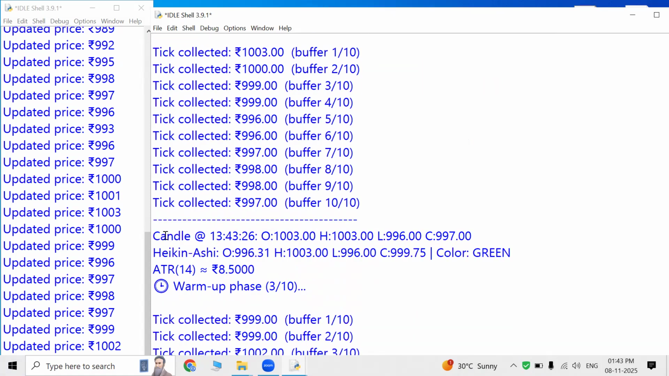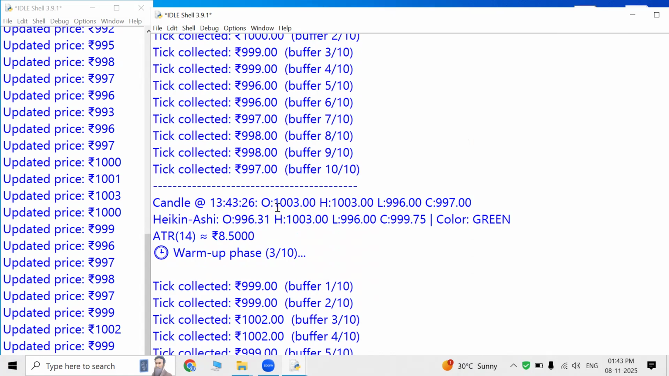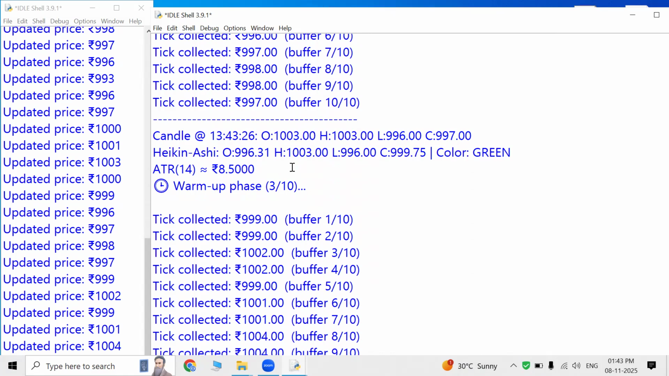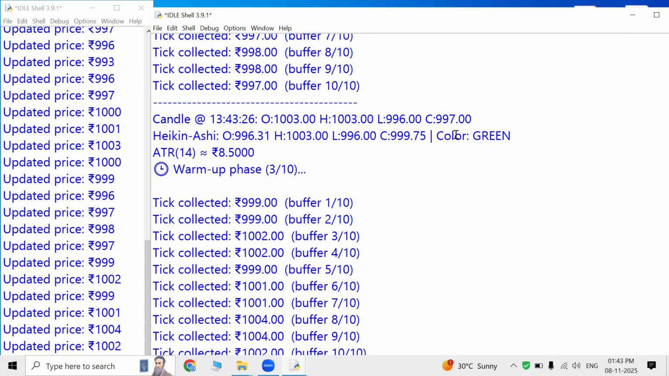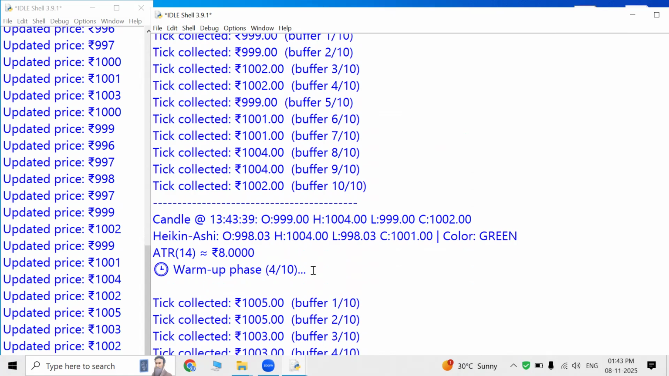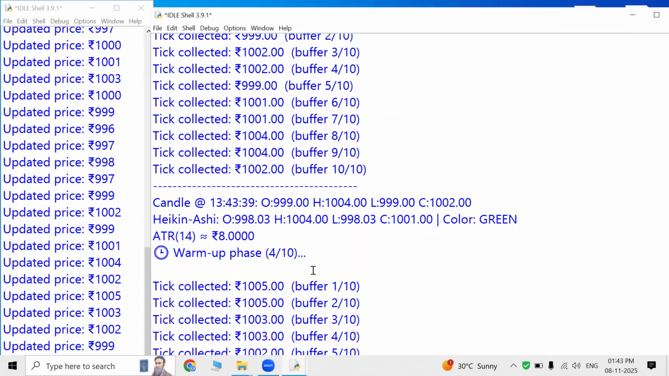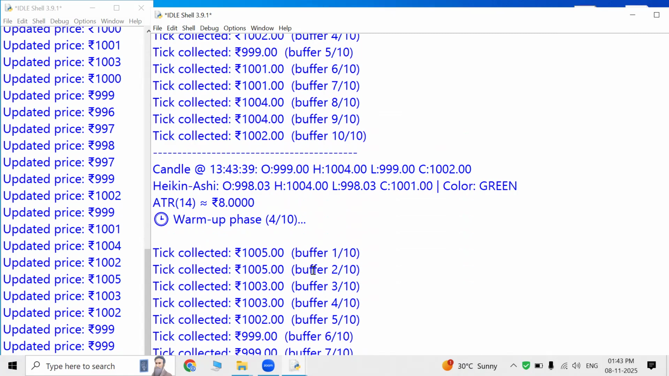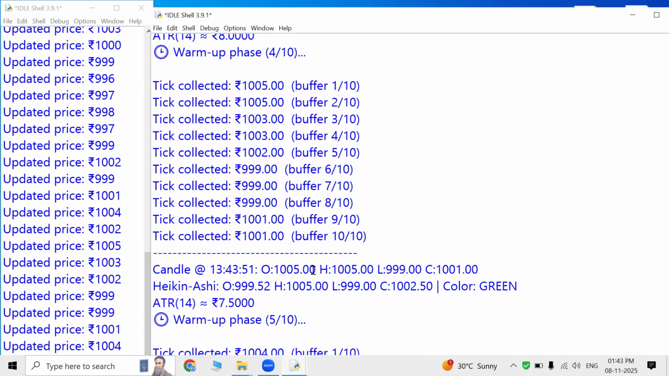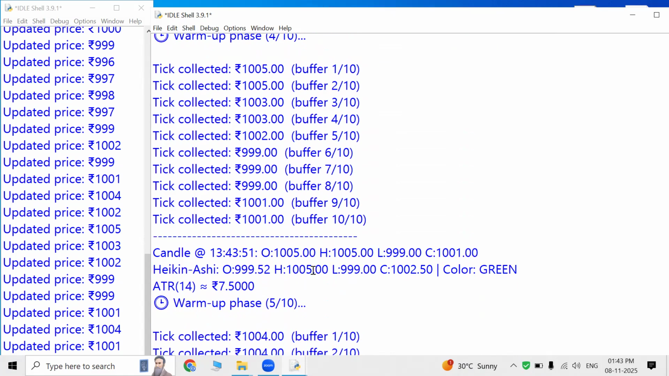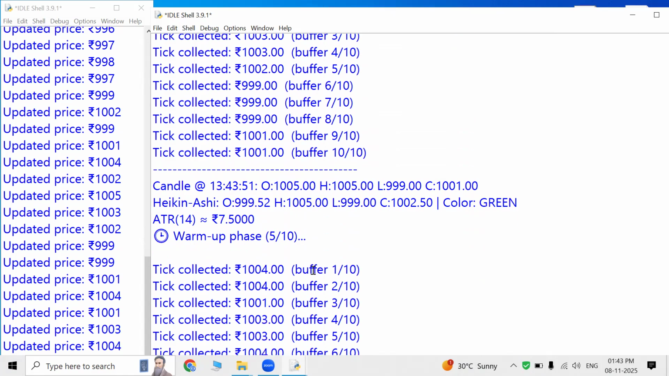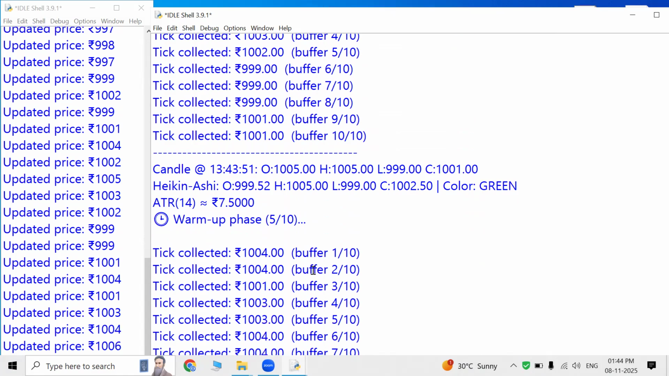We will first check the candle: high, low, open, close. And we also calculate the HA high, low. And it turns out to be green. Again, the next candle in the warming phase is showing green. It means it says, okay, it's a bullish momentum. It keeps on doing this in the warm-up phase for almost 10 times. So in one time, it's collecting 10 prices.